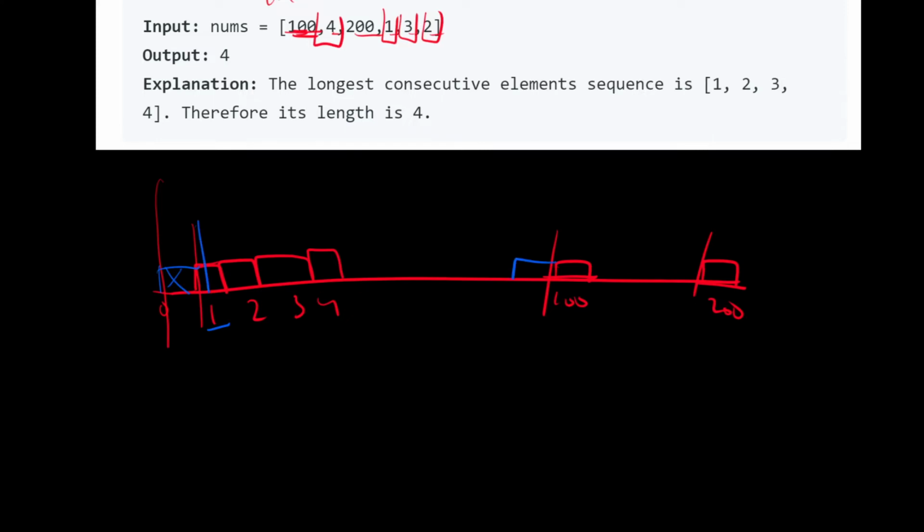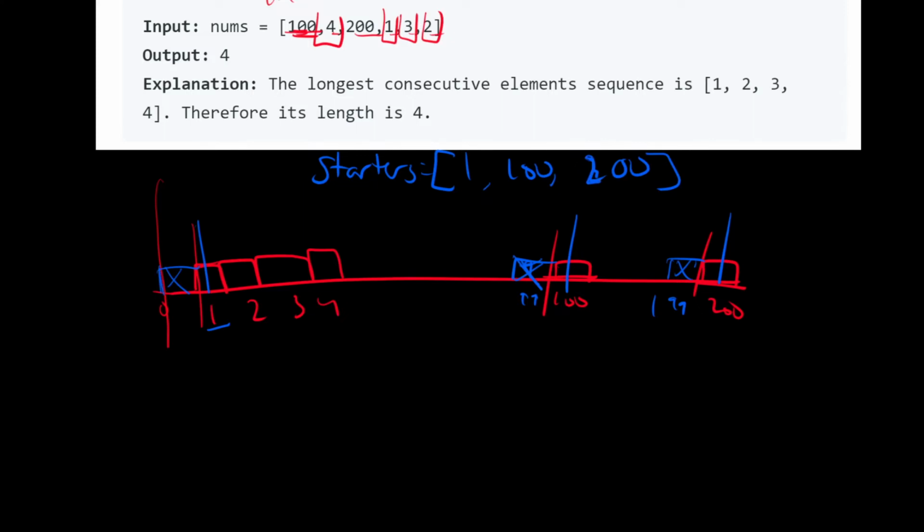Then 100, because 99 does not exist, we know that 100 is a starter. And finally, because 199 doesn't exist, we know that 200 is another starter. So we'll let our starters be an array of 1, 100, and 200. Now this is where the hash set comes in, because how do you know if it includes the value right before?